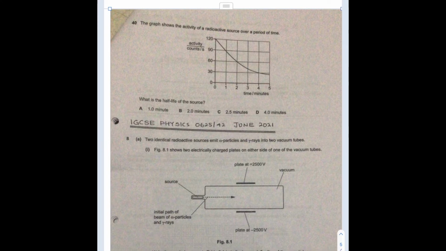The graph shows the activity of a radioactive source over a period of time. What is the half-life of the source? All right. So now let's draw. From 120, I draw at 60. There is no mention of background radiation, so I will take it completely as 120. So that's 2 minutes.